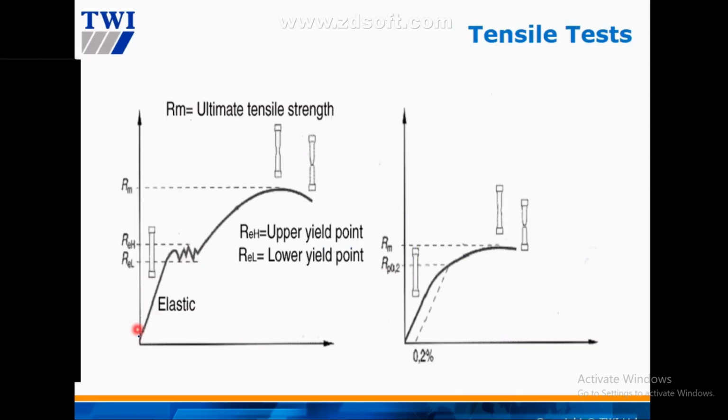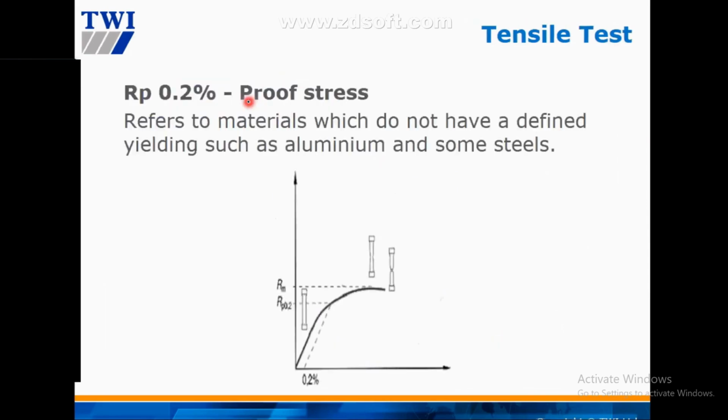So this is the same thing. We got elastic before yield. What is it? REL, REH. REL is lower yield point. REH is upper. H is higher, it's upper. RM is UTS, it's the symbol for UTS. Okay? And then we got proof stress. Proof stress applies for material which doesn't have a yield, such as aluminum. So they take about 0.2%.